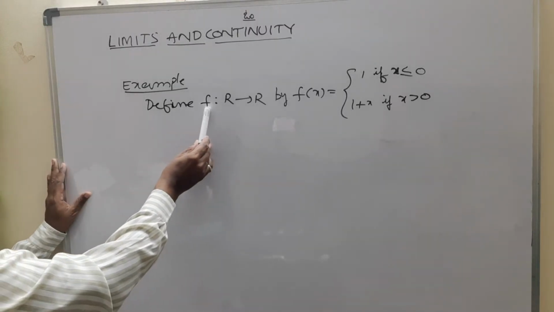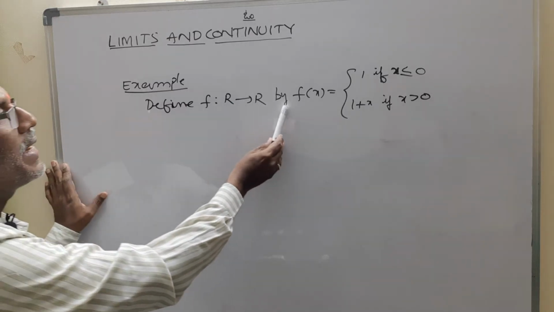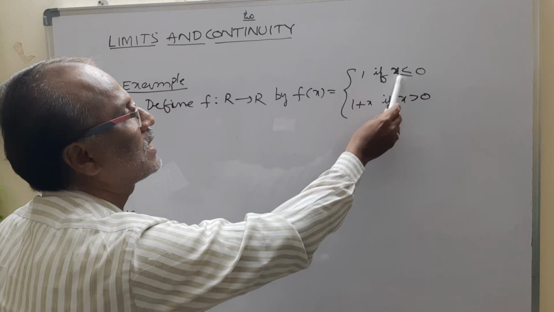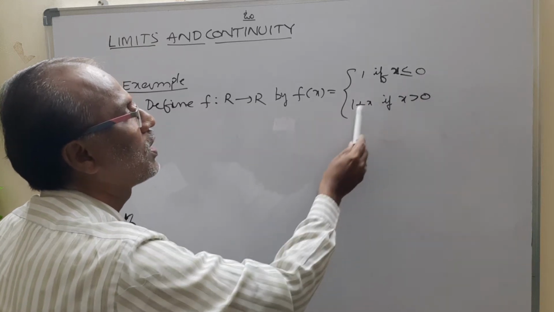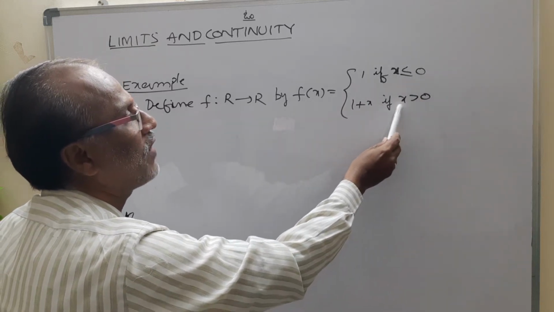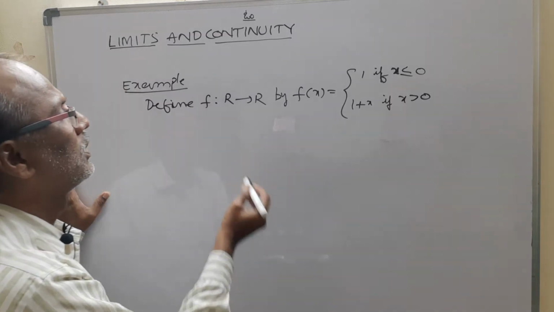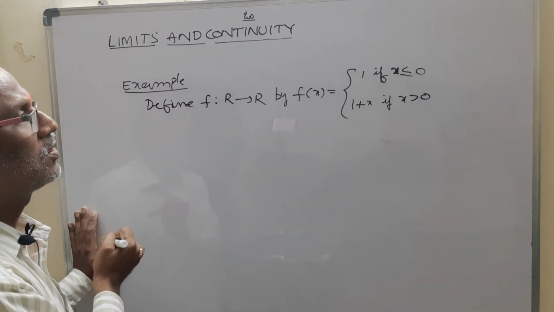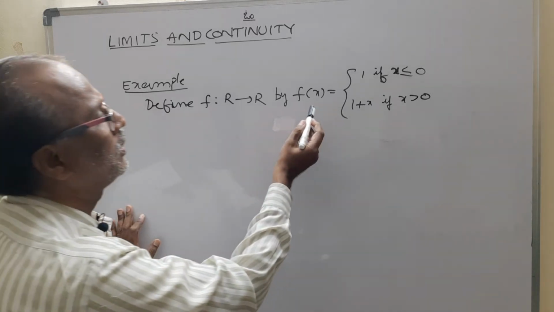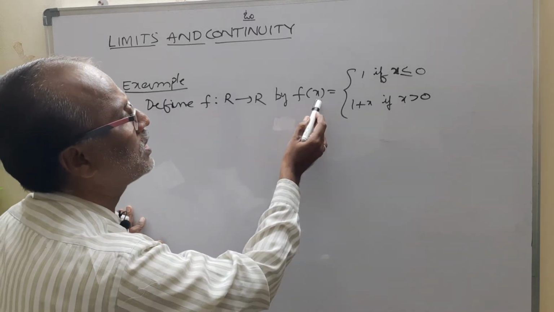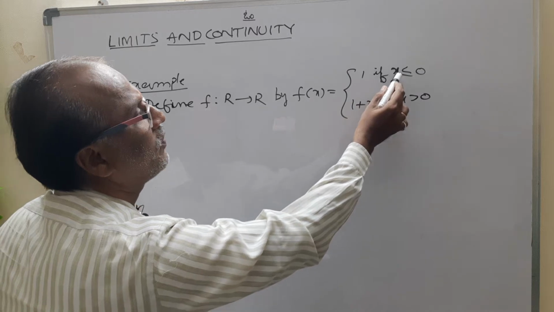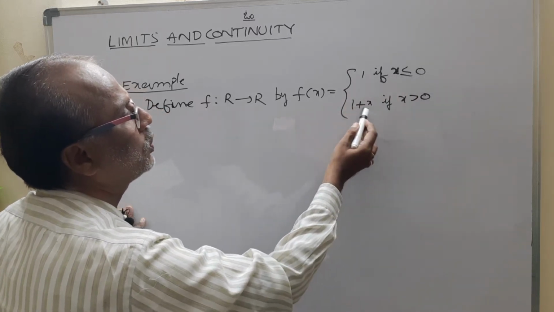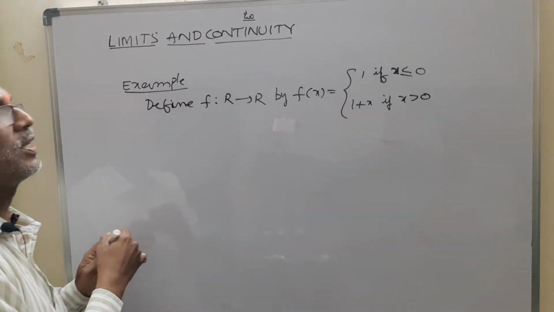Next, let us discuss one model question. Define f from R to R by f of x equal to 1 if x is less than or equal to 0, and 1 plus x if x is greater than 0. Check whether the limit of f of x exists or does not exist. Here f of x has two different values. If x is less than or equal to 0, f of x equals 1. If x is greater than 0, f of x equals 1 plus x.